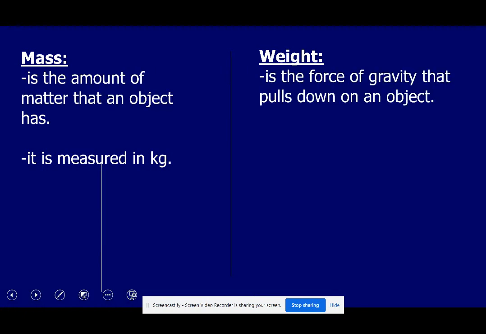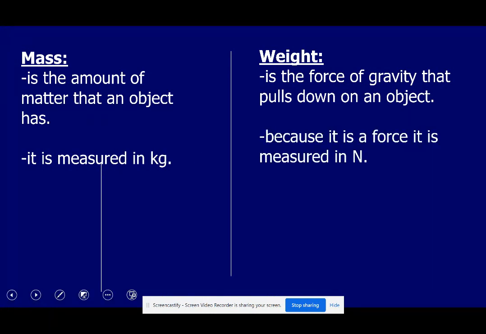Weight, on the other hand, is the force of gravity. We use it incorrectly often, and since it's a force, it's measured in newtons. So weight is properly measured in newtons, mass in kilograms. One of the most common mistakes in this chapter is a question on a test or any sort of assessment will say something to the effect of find the weight of a particular object, right? And we think in the back of our minds that weight has got to be kilograms or pounds, but weight is properly measured in newtons.